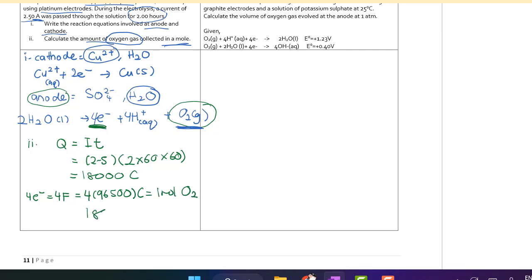In this experiment, we only supply 18,000 coulomb. So it will produce 0.0466 mole of oxygen. That is the final answer. The mole of oxygen produced is 0.0466 mole, because the question only asks to find the mole of oxygen collected. Oxygen is collected at the anode, so we only refer to the half equation at the anode.